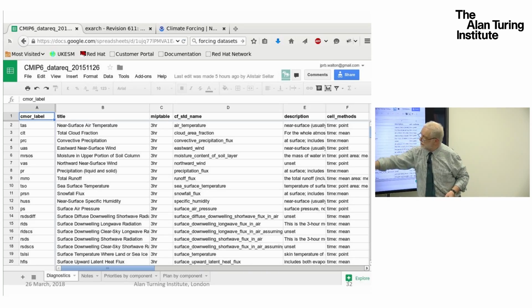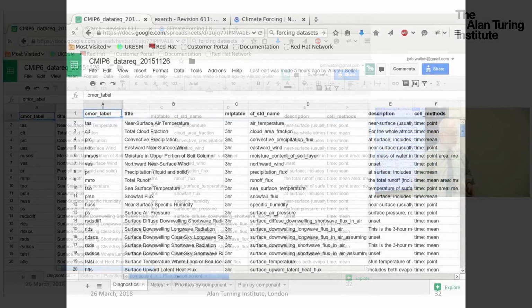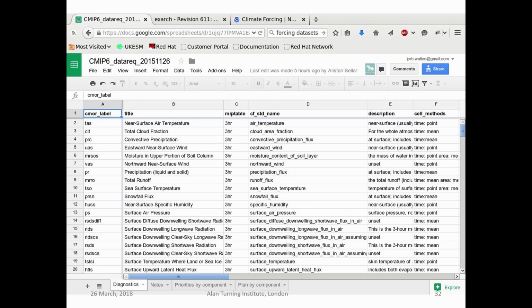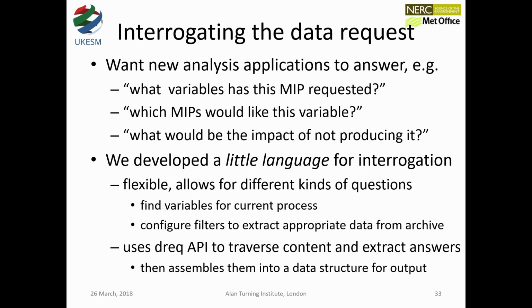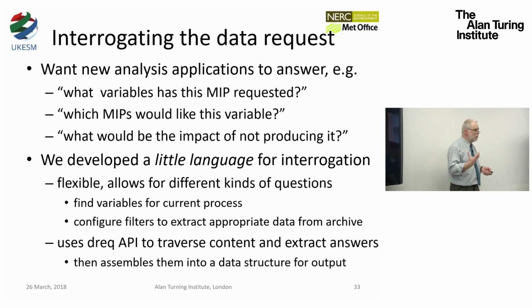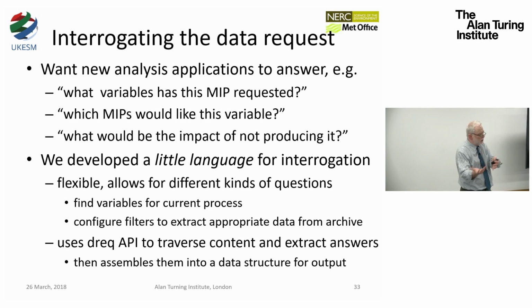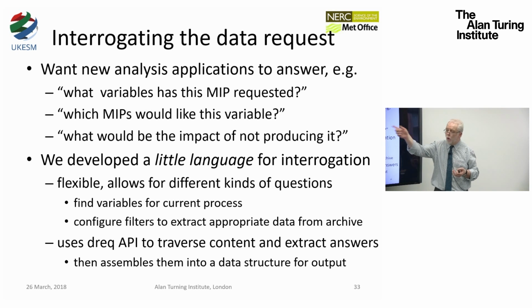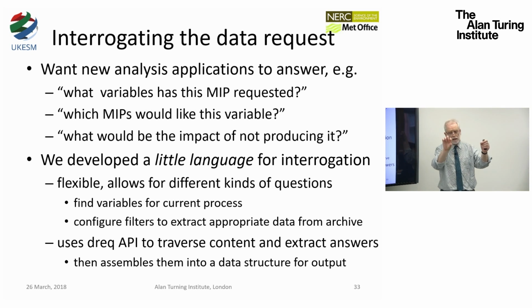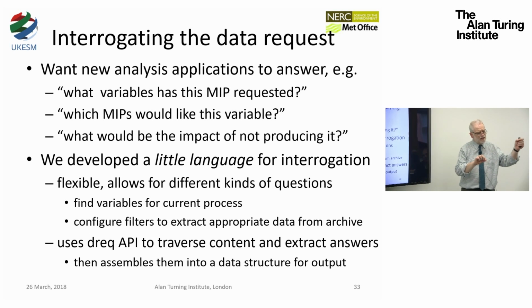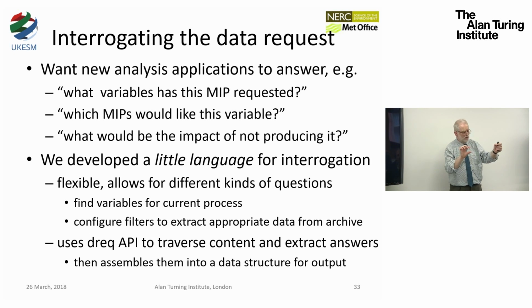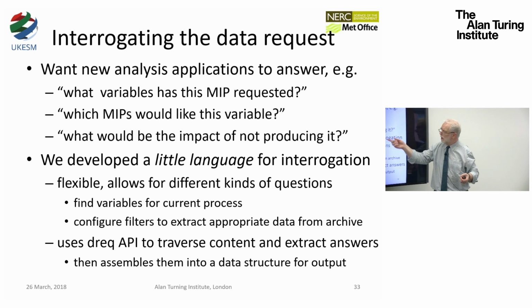Lists of interesting variables, near surface air temperature, cloud fraction, precipitation, all the usual things you'd expect a climate model to produce. When we interrogate it, we want to walk up to it to say, what variables has this MIP requested? Because information about what variable gets requested by which MIP is included in the data request. Or conversely, if I look at a variable, which MIPs would like this variable? What would be the impact if we decided we couldn't produce the surface temperature? Which MIPs would be cross with us if we ran the model and didn't have a value of the temperature for our model? Well, probably all of them. So we'd probably better do that.